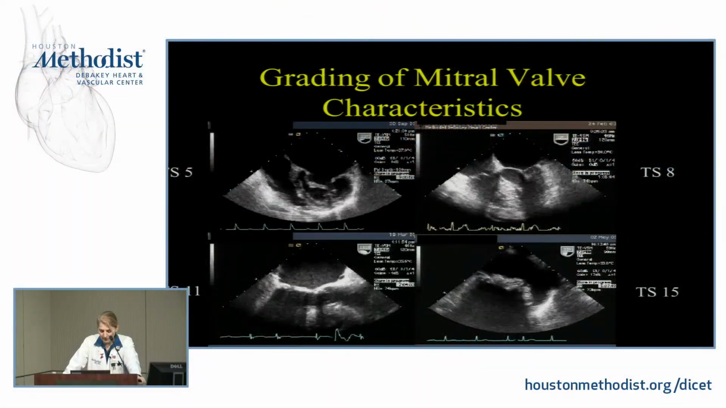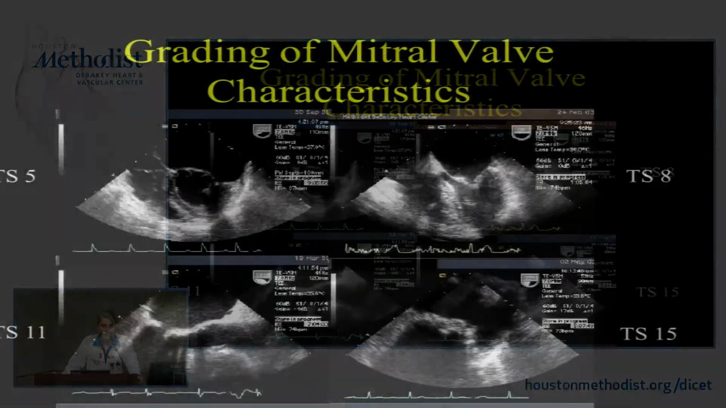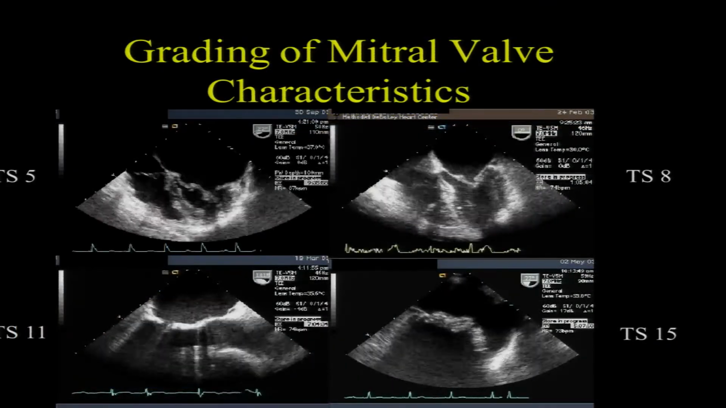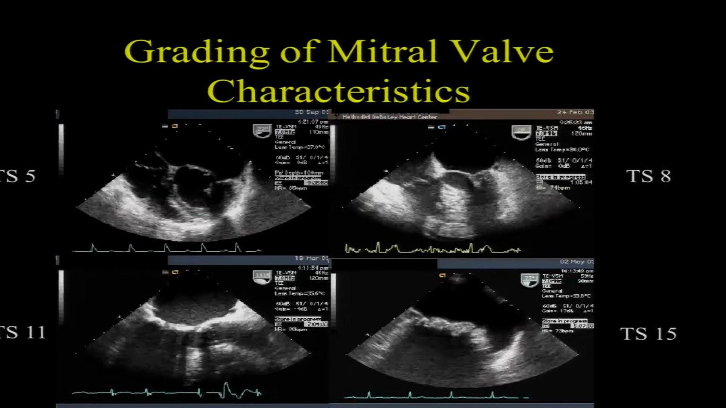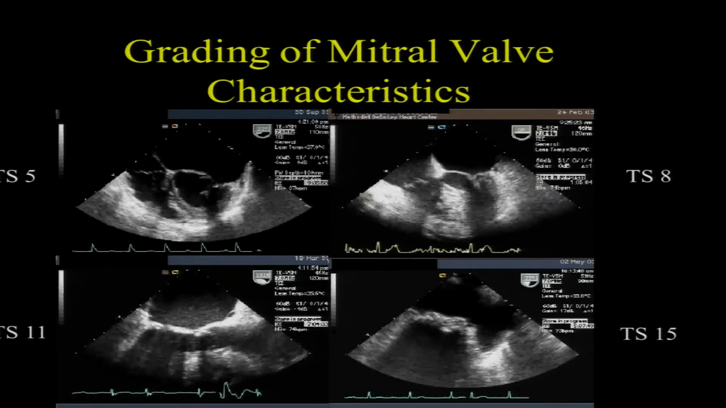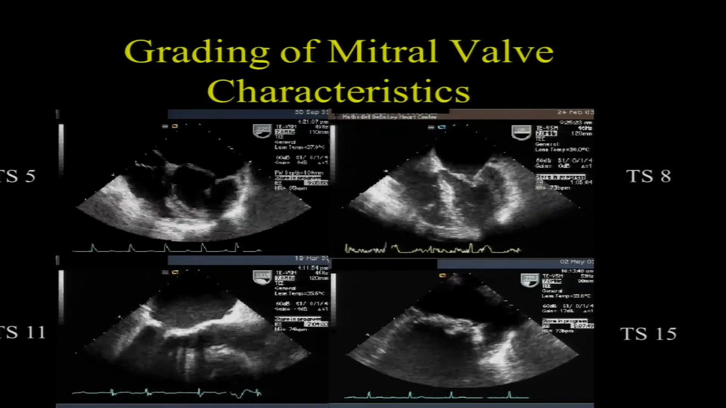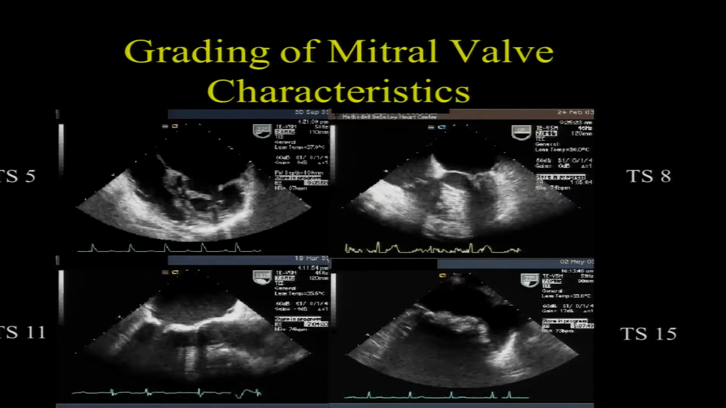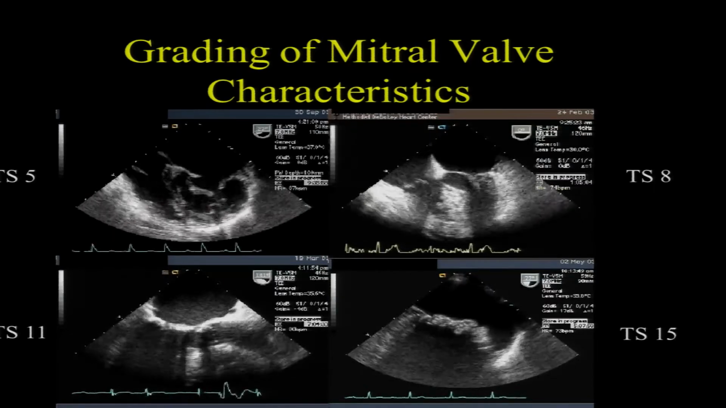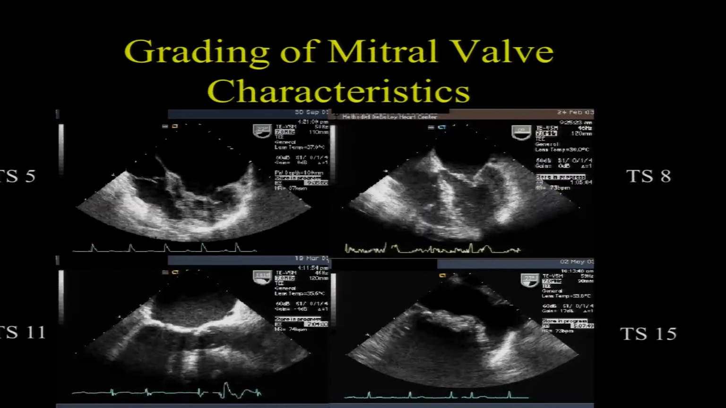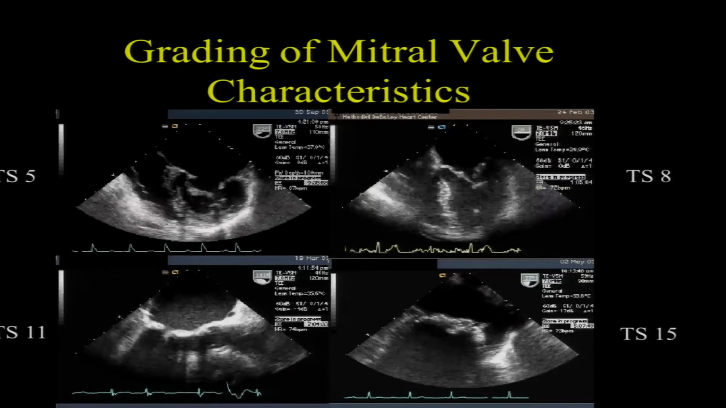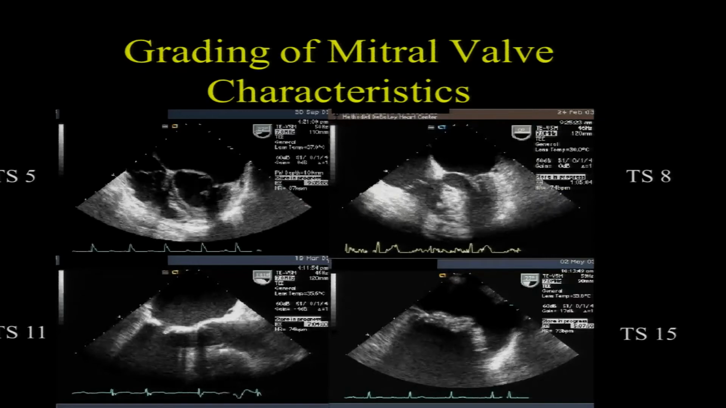The one on the bottom left, again, you can see that's about 11. And again, why? Because it's even more calcified, even more thickened, even more immobile. Just the tips are moving. So that one would be unsuitable. And the very last one has a total score of 15 because it's even thicker, even more calcified, even more immobile. So again, the score is usually best determined using transthoracic and not TEE, but TEE can help you to look at the valve apparatus a little bit.